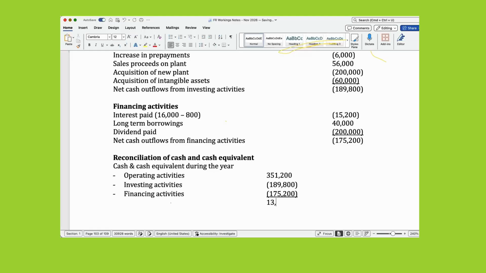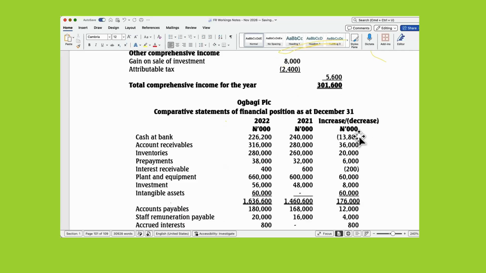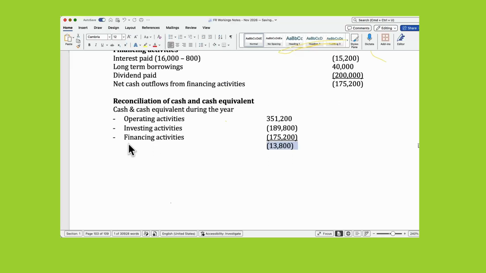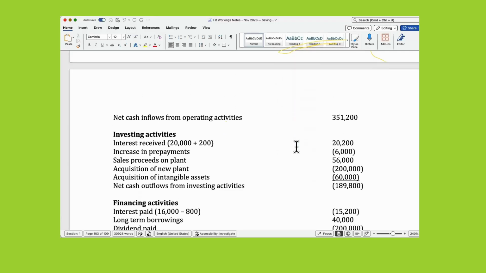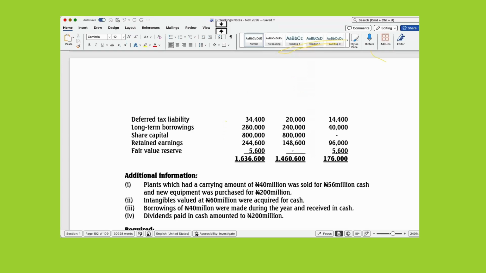13,800 outflow. You see that it's exactly the same thing as that movement in cash at bank, which is 13,800. So it jives automatically. That is how cash flow is done anytime, any day. Do you have any more questions?